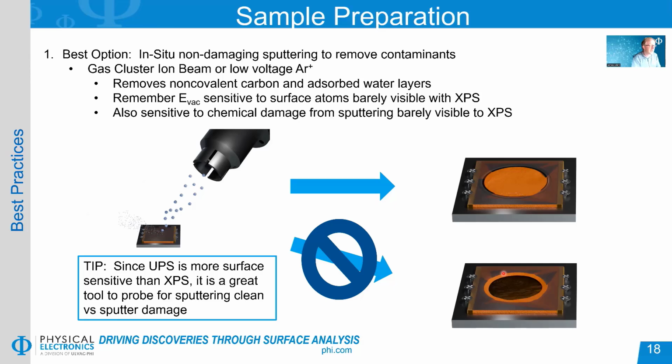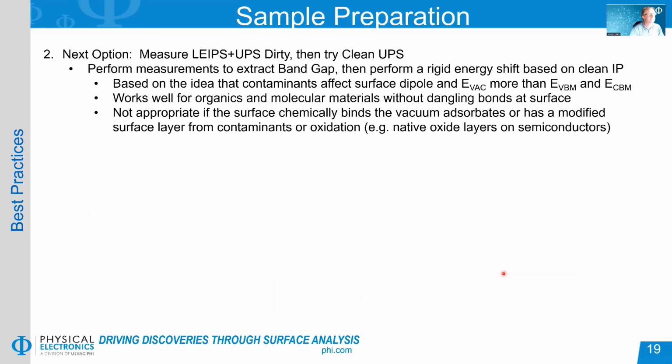And looking at, is your secondary electron cutoff changing? And are you getting weird states popping up near the Fermi level, suggesting you have damaged your sample and have dangling bonds? And in fact, UPS is a great tool for monitoring surface contamination by doing that exact process. There is another option, though.